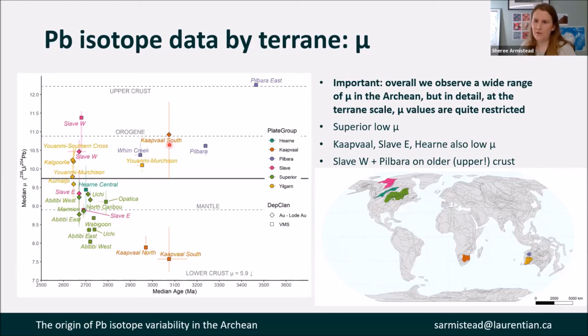There are some that are quite wide, but if we look at these ones for Superior, the vertical error bars really indicate that the signatures are quite unique for each terrain. The Superior province ones here, these green ones, are all quite low. Cutval here is quite low. Slave East, these pink ones, are low, as well as Hearn here. The opposite side of that is Slave West, which is quite positive, and Pilbara as well, which is quite high mu. And these are on older upper crust, and you might remember these are the regions where that Cain-Bird 2003 study looked and interpreted that they may have been derived from Hadean basaltic crust.